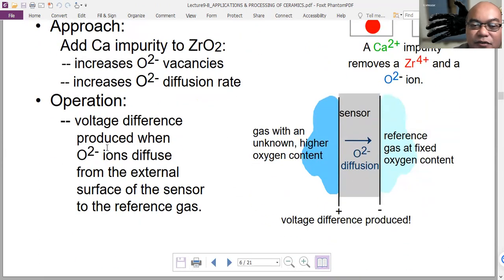Voltage difference is produced when oxygen 2- ions diffuse from the external surface of the sensor to the reference gas. Here we have gas with an unknown, higher oxygen content, and reference gas at fixed oxygen content. Due to the diffusion, and because there are vacancies inside the zirconia material, oxygen can diffuse from this place to the other place. Then, due to this diffusion, since this brings 2- ions, it means there is a current flowing, right? Voltage difference is produced.